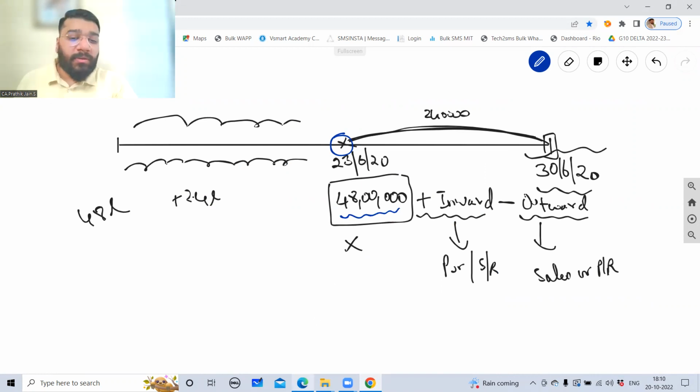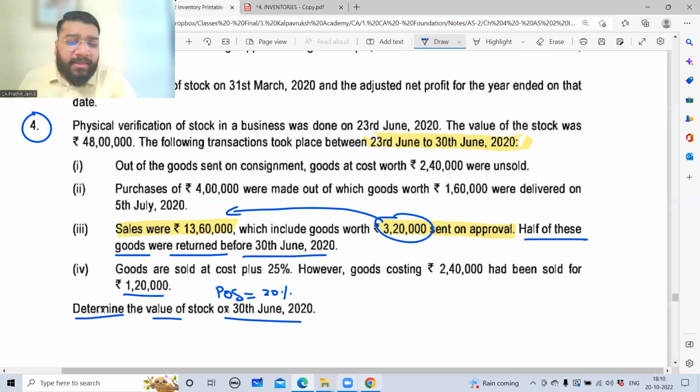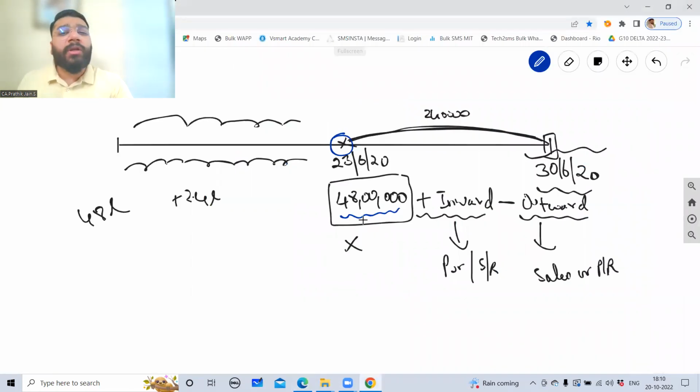This goods worth 3.2 lakh, which is at the sale price, they must be having some cost price. Okay, so this much worth of goods. My only simple question is, were these goods a part of my inventory on 23rd June? Were they a part of this 48 lakh? The answer is yes or no. Yes, two people are saying yes.